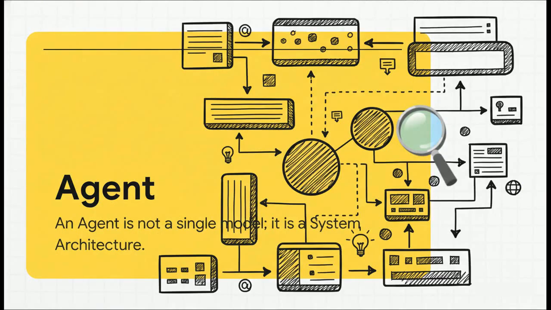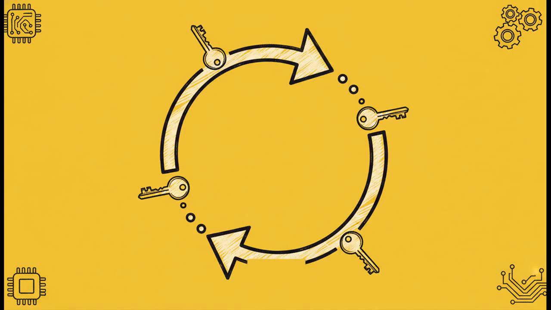So let's start with the single most critical idea we're going to talk about. An AI agent isn't some magical monolithic model that you just download. No, it's a system architecture. It's a design pattern that you build. And once you start seeing it as a system that you are in control of, everything else just clicks into place.